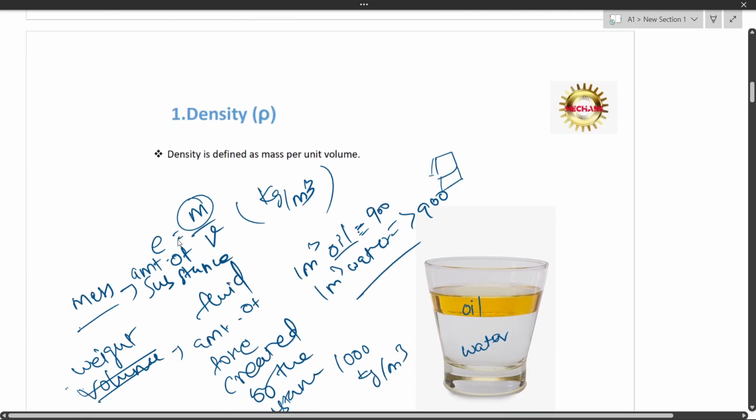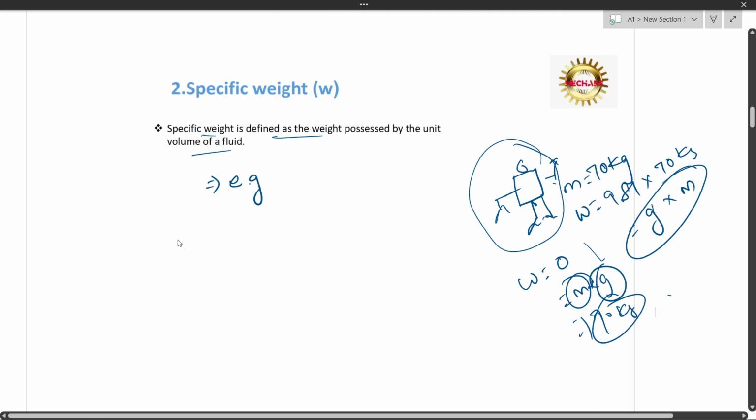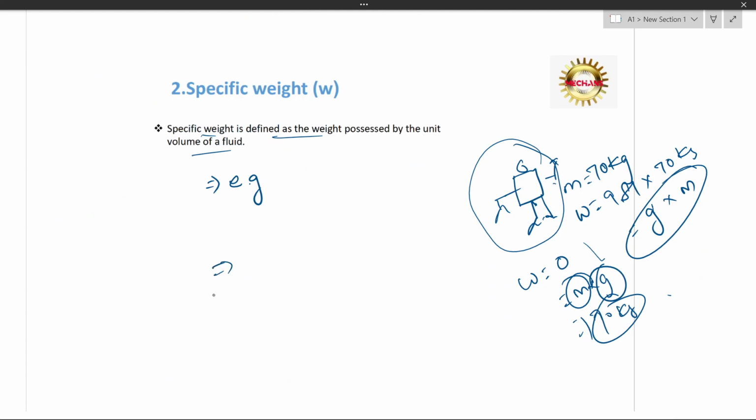Here we saw mass per unit volume in the density. In the specific weight, we are seeing the weight possessed by the unit volume of fluid. It usually comes under m into g, since mass is nothing but density into volume, into gravity. And since we mentioned unit volume, we have only rho and g, that is density and acceleration due to gravity value.